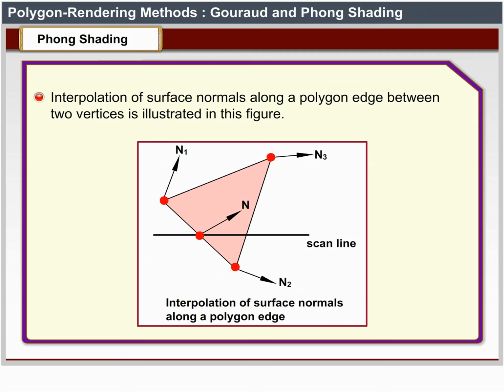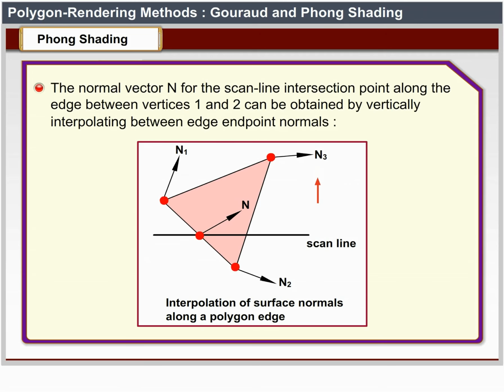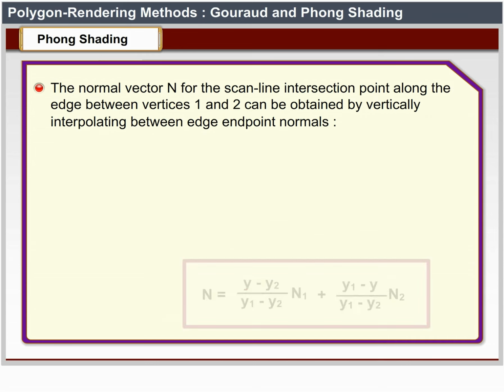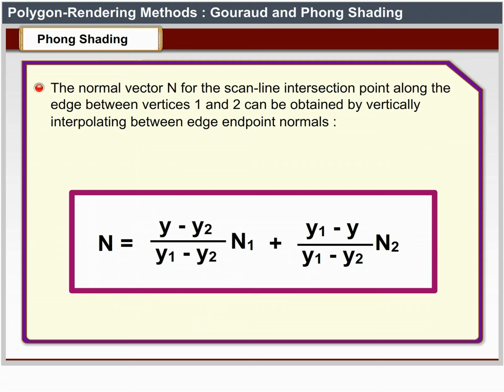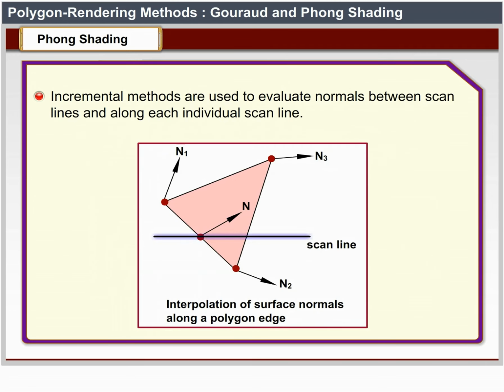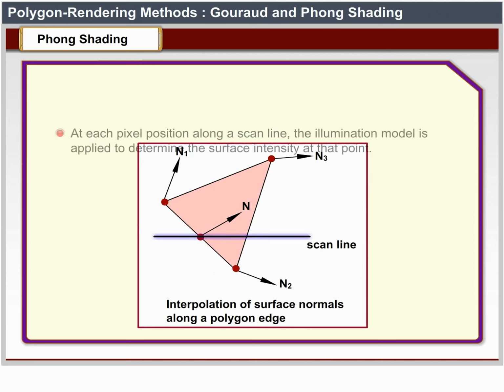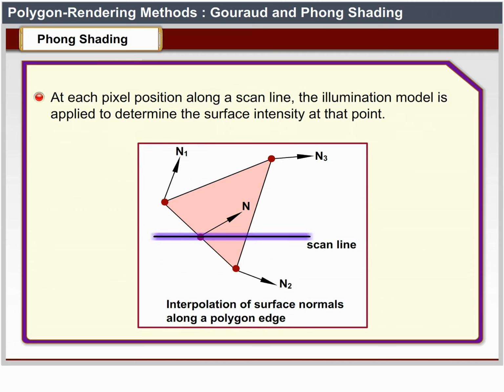The normal vector n for the scan line intersection point along the edge between vertices 1 and 2 can be obtained by vertically interpolating between edge endpoint normals: n equals (y minus y2) over (y1 minus y2) into n1 plus (y1 minus y) over (y1 minus y2) into n2. Incremental methods are used to evaluate normals between scan lines and along each individual scan line. At each pixel position along a scan line, the illumination model is applied to determine the surface intensity at that point.